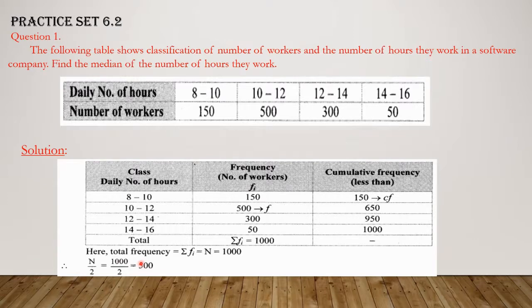Next, find the cumulative frequency just greater than 500. In the third column, the cumulative frequency just greater than 500 is 650. Therefore, the corresponding class 10 to 12 is the median class, and the frequency of the median class is 500, and the cumulative frequency preceding the median class is 150. Therefore, CF equals 150.